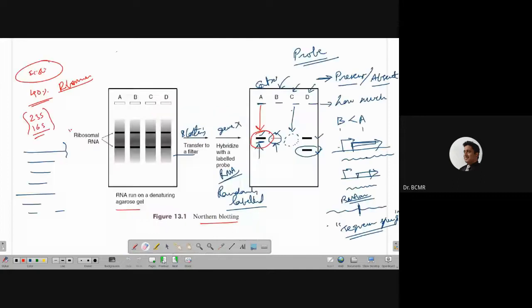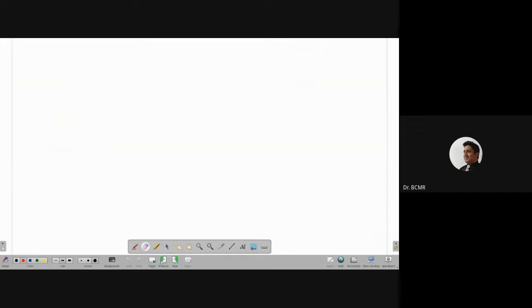So before going further, I want to discuss making a probe. This is something very important too in terms of your exam. I have a vector, something like pGEM. If you remember, we had a T7 promoter, and then I think an SP6 promoter, and there is a multiple cloning site here into which we would have cloned the gene of interest this way.